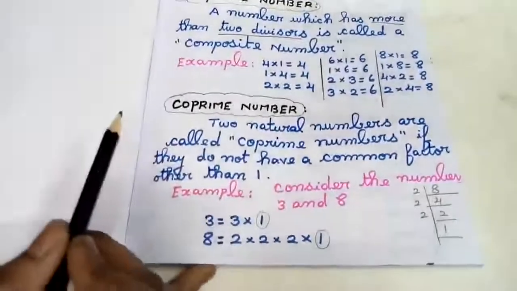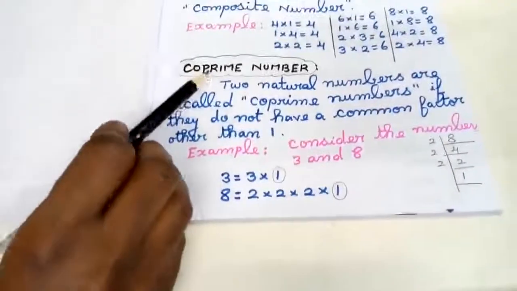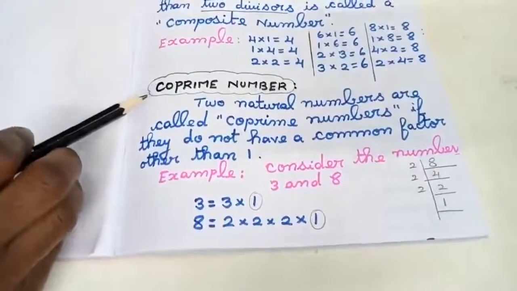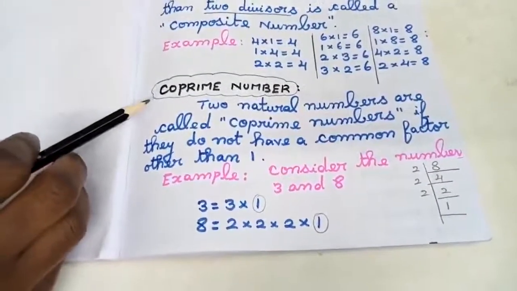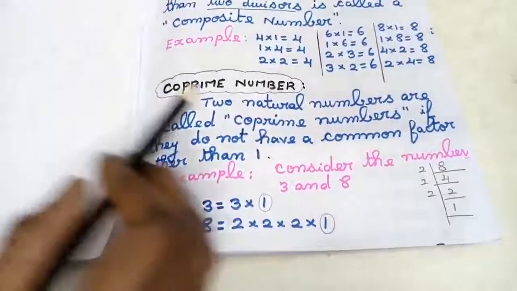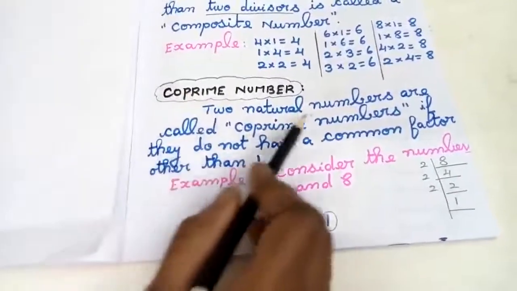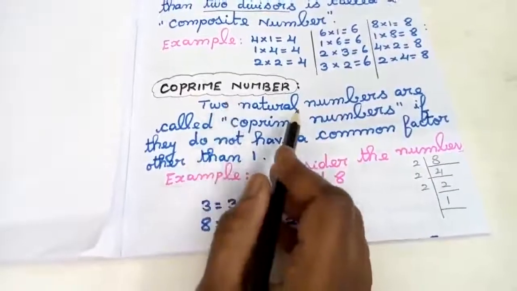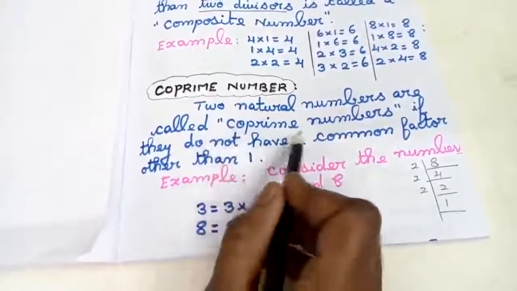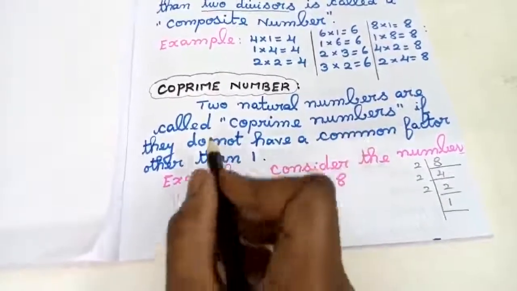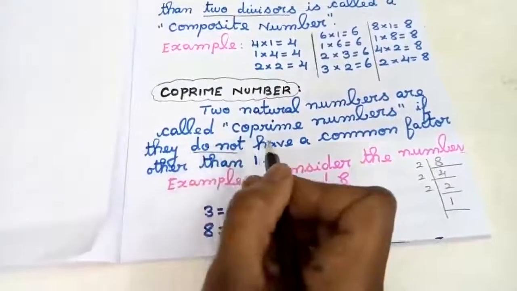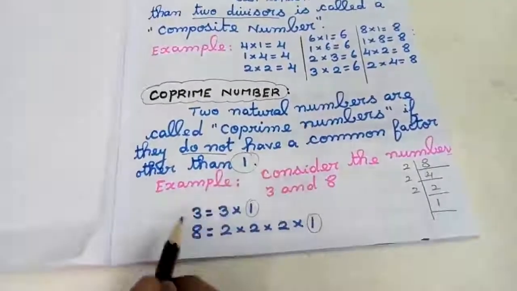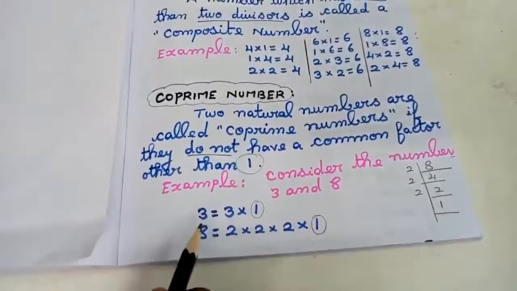Coming to co-prime. So what is the speciality of co-prime? With co-prime I am not going to take only prime numbers, I will take any numbers, but the concept here is I will be comparing 2 natural numbers, students. Be careful: 2 natural numbers are called co-prime numbers if they do not, understand the concept, if they do not have a common factor other than 1. They will not have any common factor except 1.